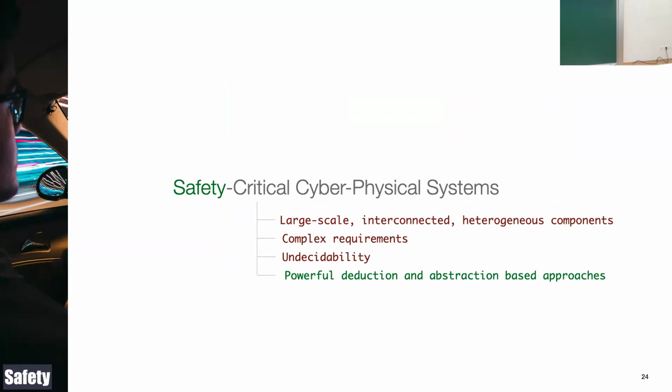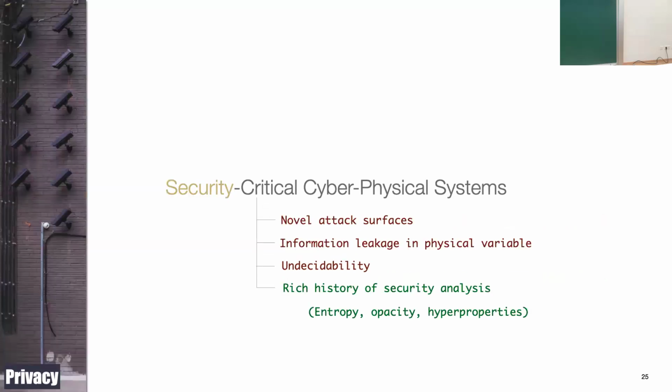Typically, we are interested in safety critical CPS, and these are already so awesome. These are large scale, interconnected, with heterogeneous components inside. We have complex requirements that go beyond traditional control theory specifications like stability or safety to more interesting specifications that would require LTL and whatnot. Simple properties, as Tom would tell you, are already undesirable in this case, right? On the positive side, in the last 20 years, our communities have been working on powerful deduction and abstraction-based techniques to prove properties about these systems. Then we have security critical CPS, right?